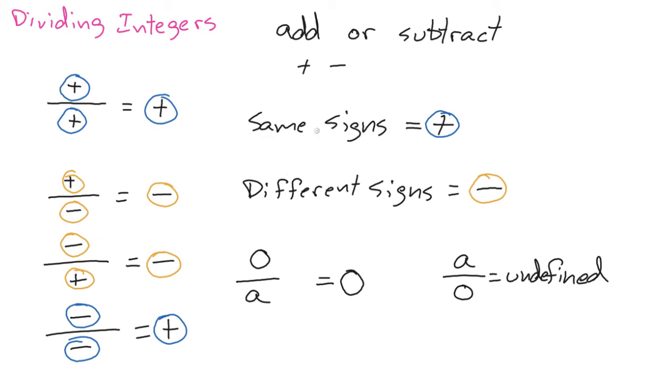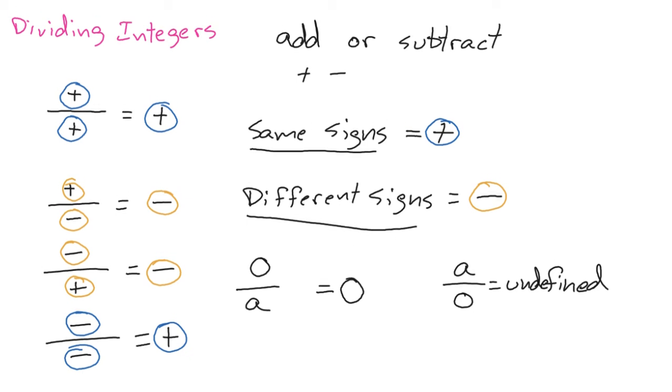Otherwise, if it's the same signs, so if it's positive and positive or negative and negative, your answer is going to be positive. If it's different signs, so if you have a positive on top and a negative on the bottom, it would be negative. And then a negative on top and a positive on bottom, it's going to be negative. Okay, so that's same signs and different signs.